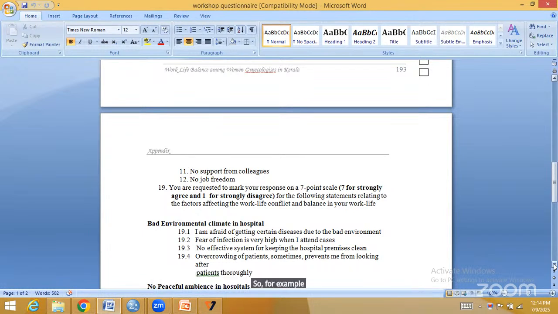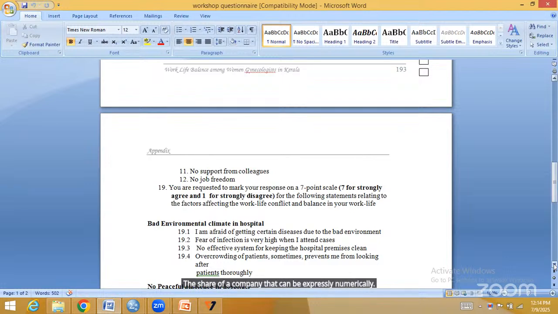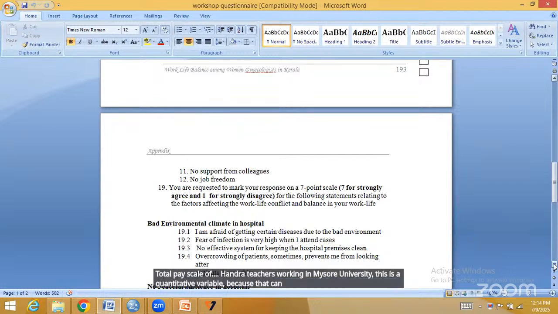So, for example, the price of a share of a company in the stock exchange for the last 30 days. Definitely, we can have that idea. We can collect that data. The share of a company can be expressed numerically. This is a quantitative variable. And the salary of 100 teachers working in Mysore University, the total pay scale of 100 teachers, is a quantitative variable because that can be expressed numerically.